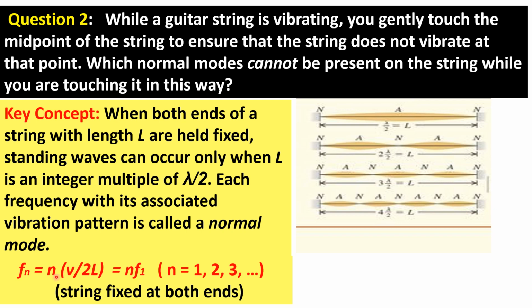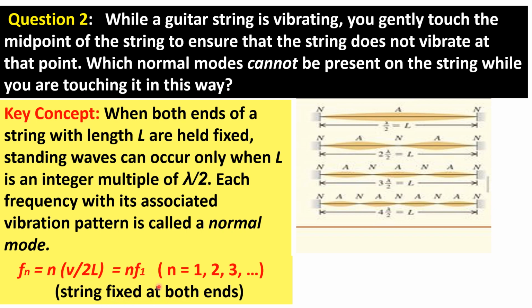All right, so when we multiply the number of antinodes by the ratio of the speed of the wave divided by twice the length of the string, that gives us the corresponding frequency. Okay, but n can be 1 antinode, 2 antinodes, 3 antinodes, and so on and so forth. This formula is only for a string that is fixed at both ends.